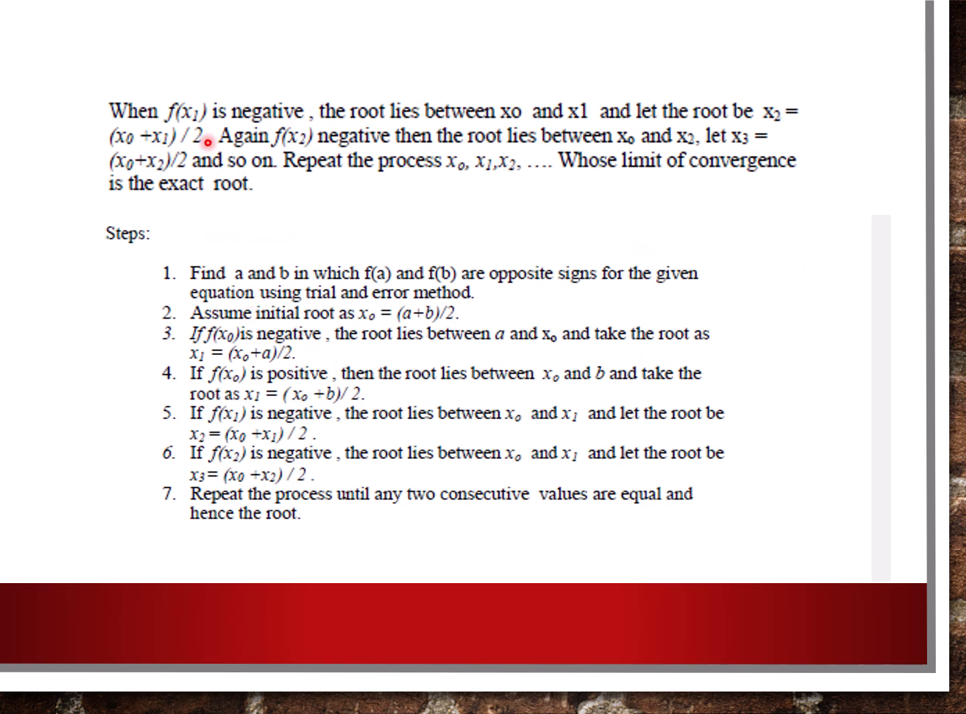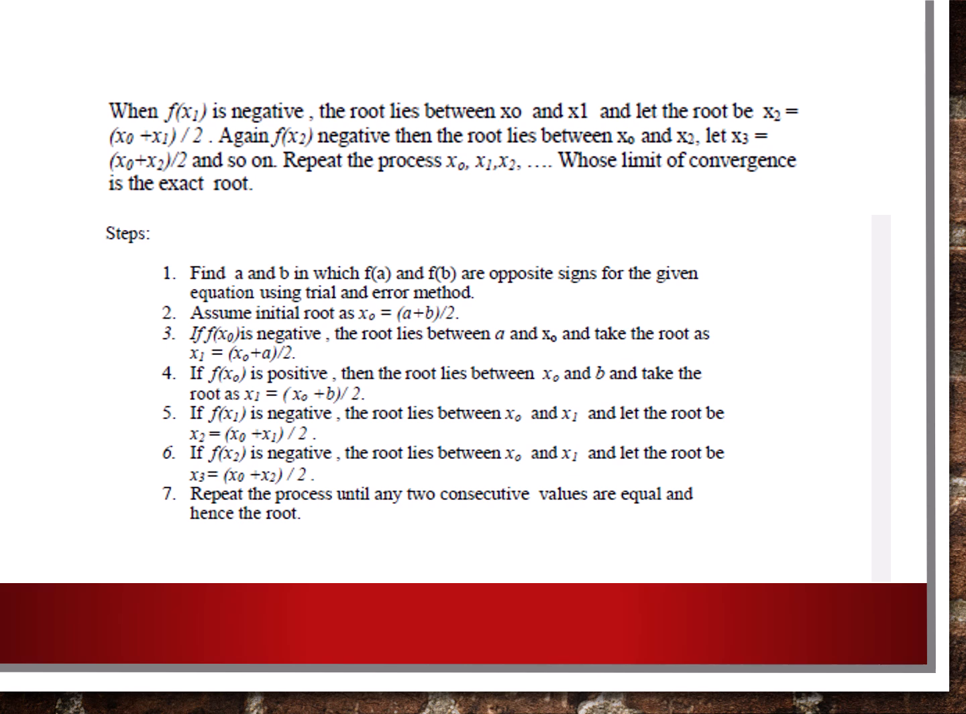Next, when f of x1 is negative, the root lies between x0 and x1. Let the root be x2 equal to x0 plus x1 divided by 2. Again, if f of x2 is negative, then the root lies between x0 and x2. Next, let x3 equal to x0 plus x2 divided by 2 and so on. Repeat the process x0, x1, x2, x3 and so on up to the limit of convergence. The convergence is the exact root.